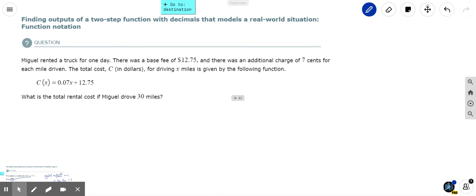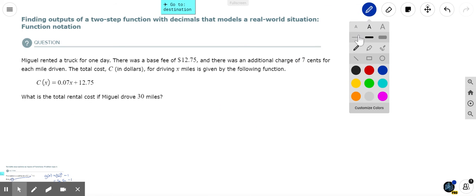All right, so now you get a couple of these weird problems. And I shouldn't say they're weird. They are just word problems. Again, read and reread until you understand it. But basically, you're just going to be plugging things into equations. It's not that hard. Finding outputs of a two-step equation with decimals that models a real-world situation. Remember, decimals are only allowed in real-world problems and graphing when you are asked to graph points. So Miguel rented a truck for 1 day.